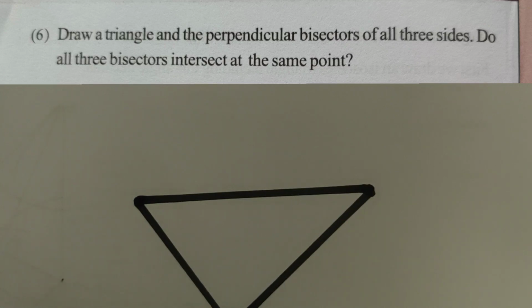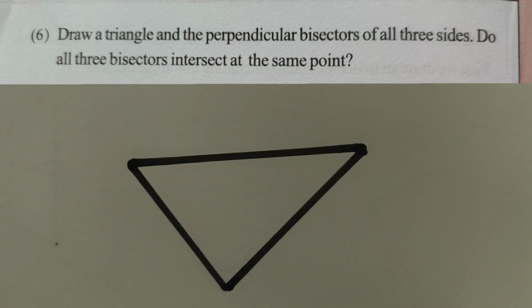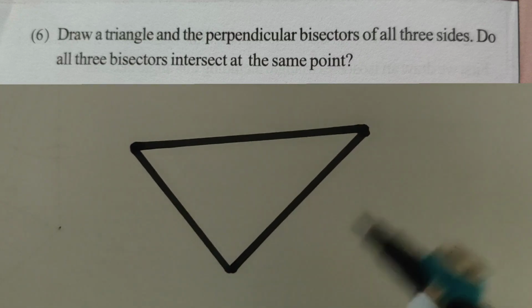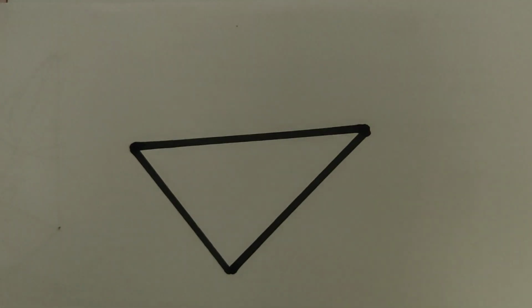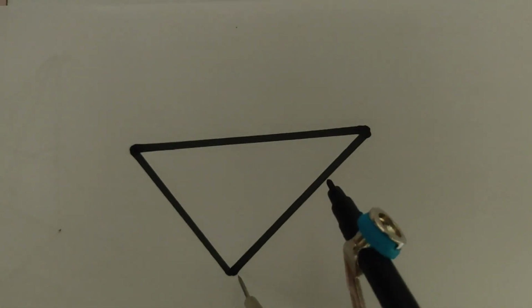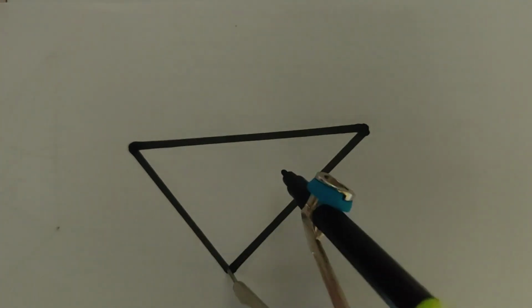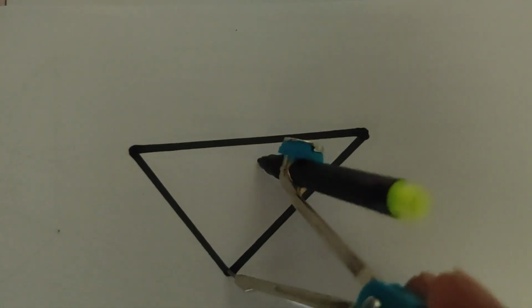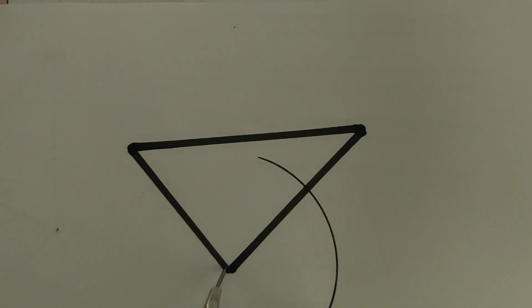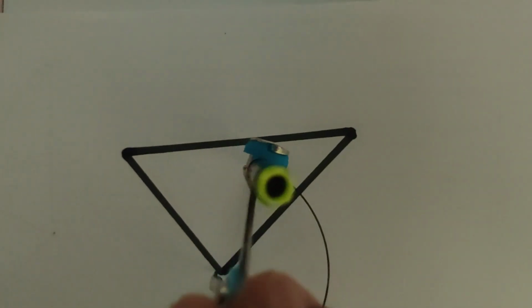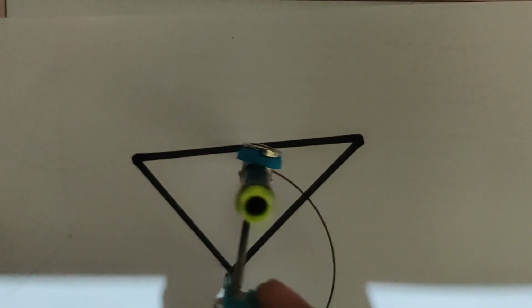And now the next question is here. What is the next question? Draw a triangle and the perpendicular bisectors of all 3 sides. Do all 3 bisectors intersect at the same point? That is the question. First of all, we have a triangle and we want to draw the perpendicular bisectors of all 3 sides. How do we draw a perpendicular bisector? You know how. From one end of this side, we construct a big arc, and the radius of this arc should be greater than half of the length. That is the essential thing here.